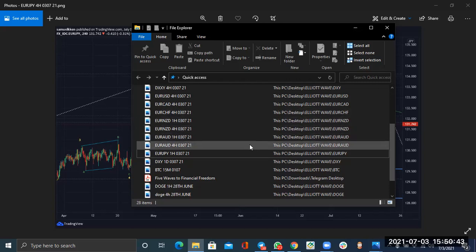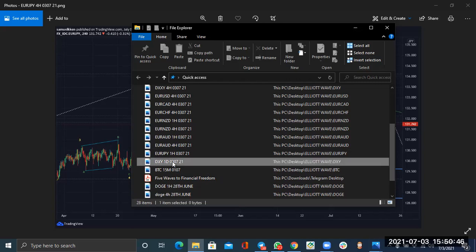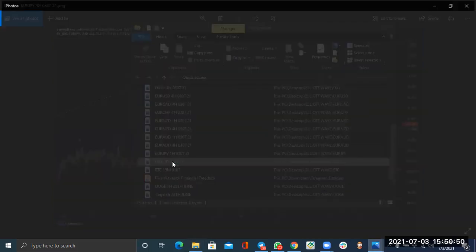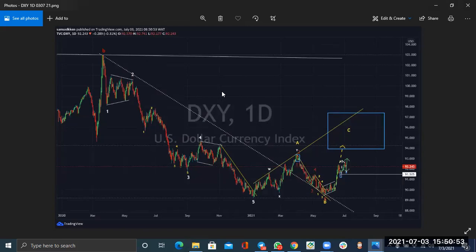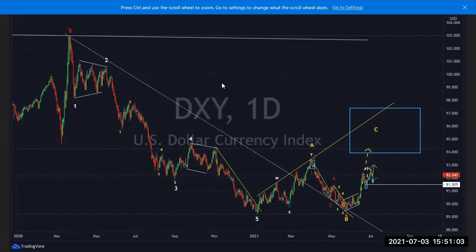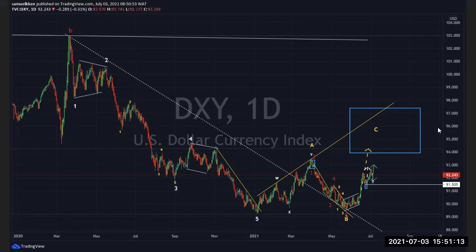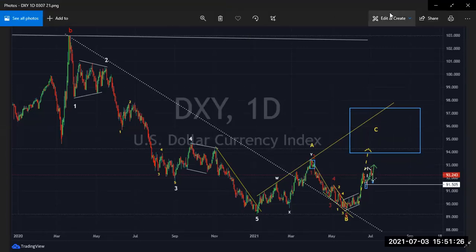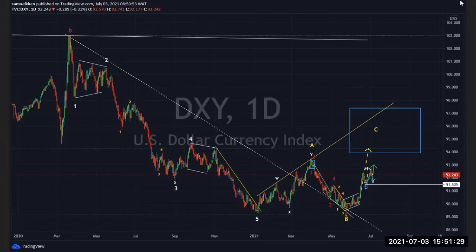So let me start with DXY. This is the daily chart of DXY. You can see our target. Our target is around 94, 95, even 96, or maybe this upper trend line. So let me go to the lower time frame so that we get to what we are looking for.